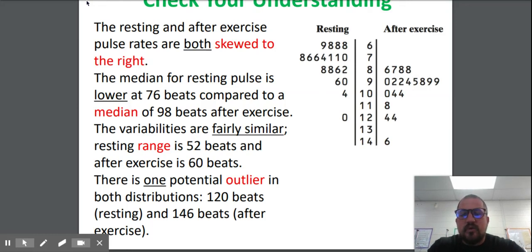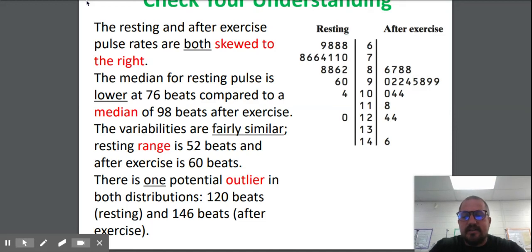The median for a resting pulse is lower than that for exercise. It has a median of 76, where the exercise has a median of 98. The variability, meaning the range, is fairly similar. The resting range is 52. It's 120 minus 68, whereas the exercise range is 60. It's 146 minus 86. And there is one potential outlier in both distributions.